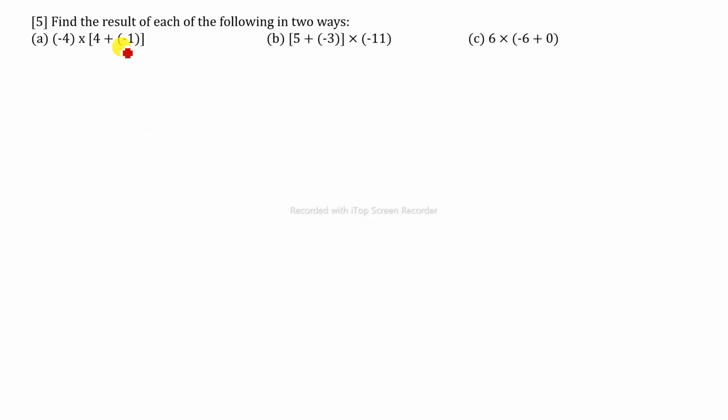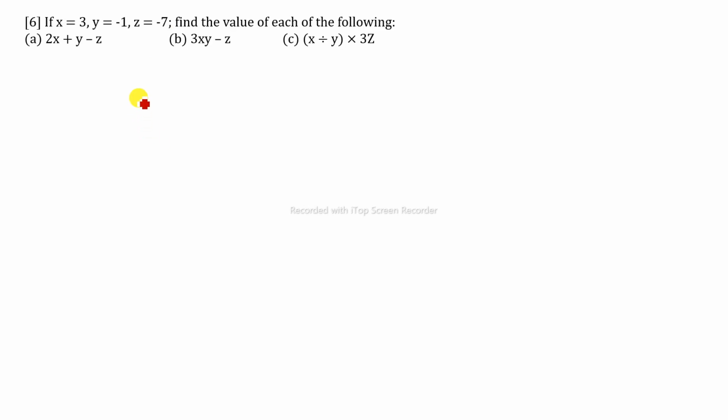طيب question number 5, find the result of each of the following. طبعا ده نفس السؤال اللي فات، يعني خلاص هتحل بقى بالطريقتين اللي عرفتهم دلوقتي. فهنسيب الطالب يحلها بنفس الطريقة اللي حلينا بيها إن شاء الله.